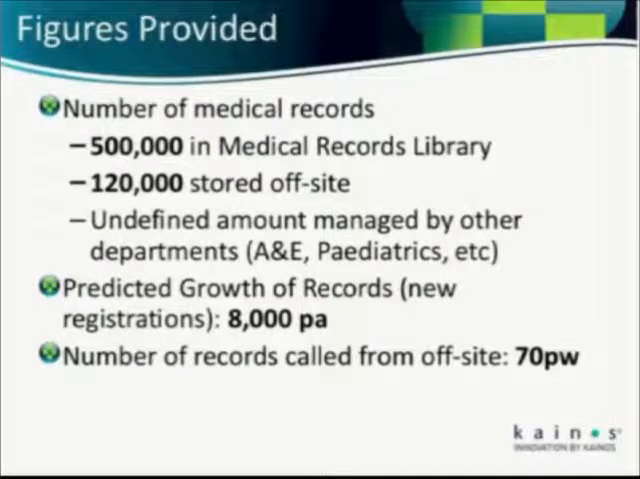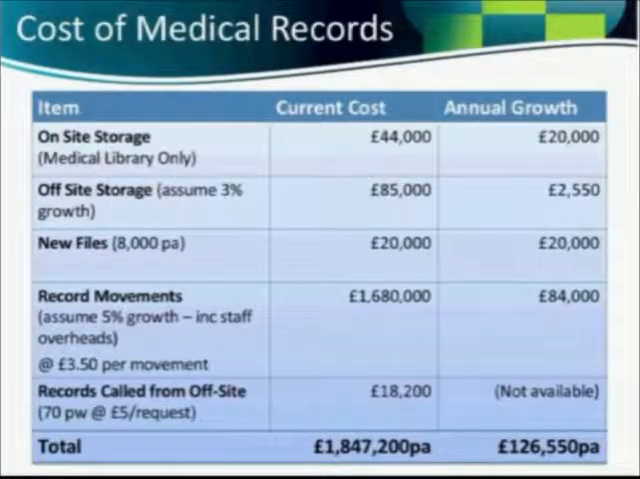And here's how it looked. And so really the big figures are the actual shuffling around and moving of paper, 1.68 million per year at £3.50 per movement of a file, 18,000 for an off-site request, 70 per week at a £5 request, giving a total of around 1.8 million pounds per year just spent on managing and moving and storing paper, with an expected growth of £126,000 per year.